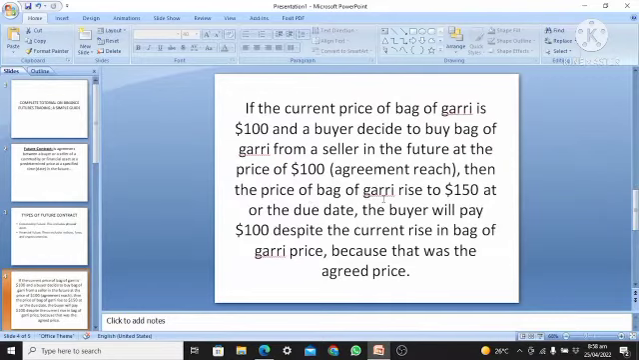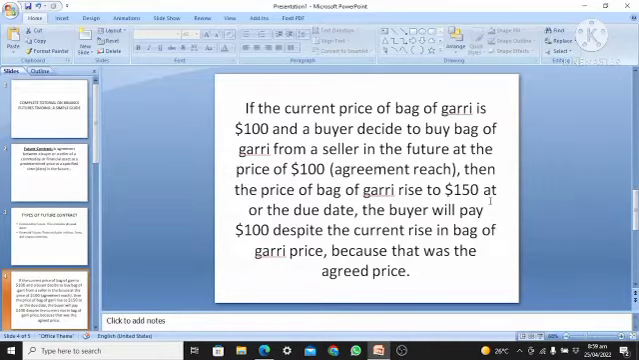Then the price of a bag of garri rises to $150 at the due date. The buyer will still pay $100 despite the current rise in price, because that was the agreement. The seller does not have a choice, because there is already an agreement between the seller and the buyer. So the seller must accept the $100 payment.